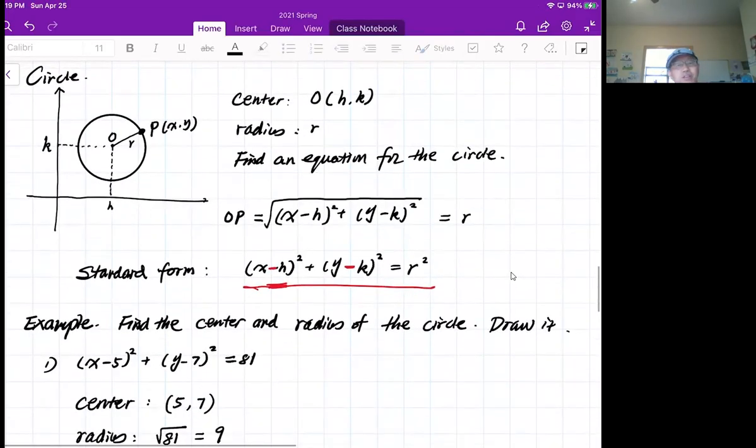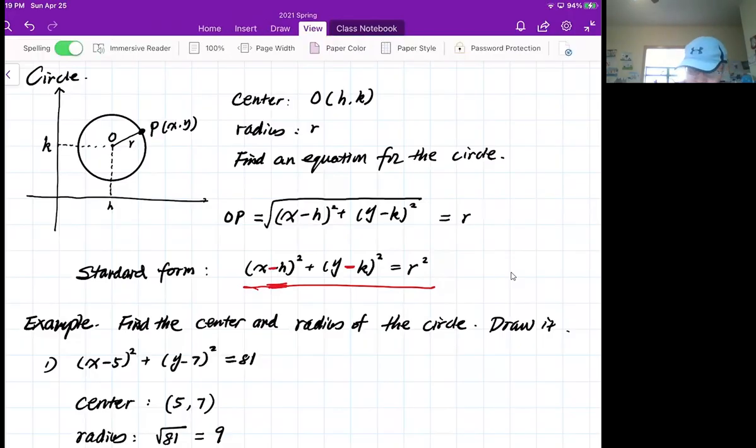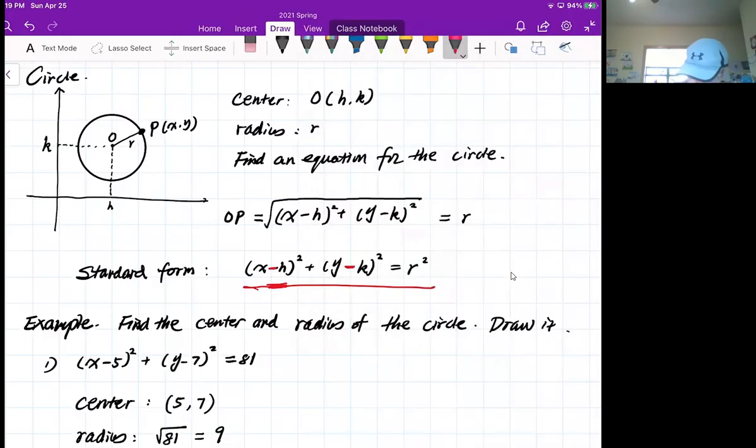Now we talk about the circle. If the center has coordinates (h, k) and the radius is equal to r, how do we write down the equation? This is a typical problem. So this is the equation: x minus h, squared, plus y minus k, squared, equals r squared.